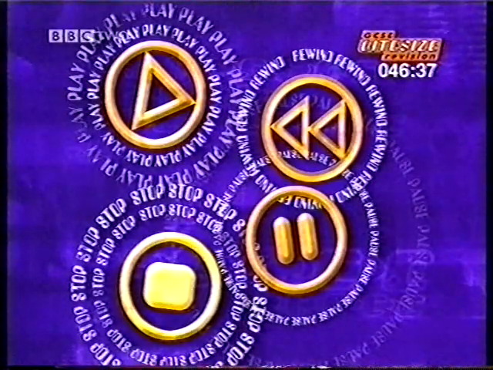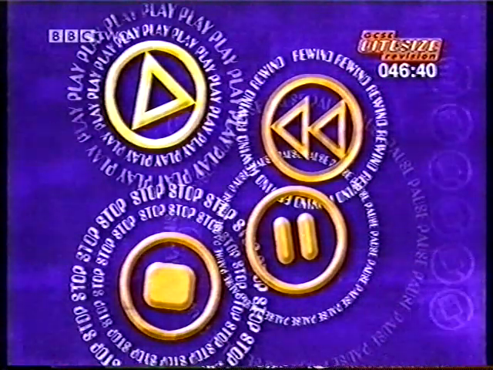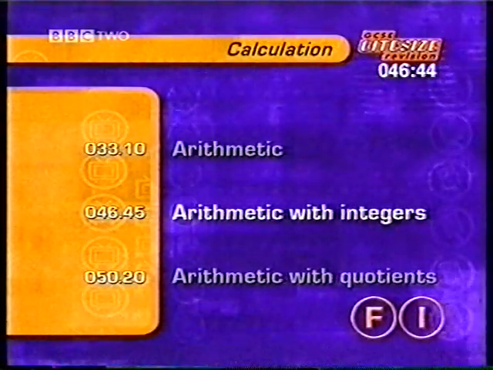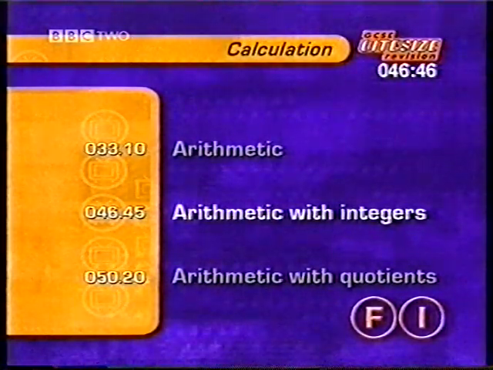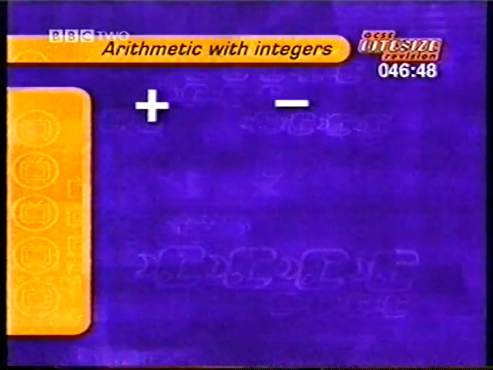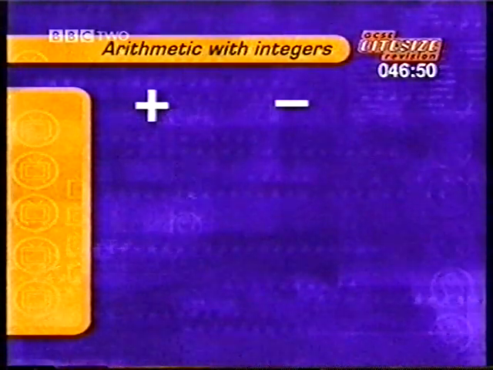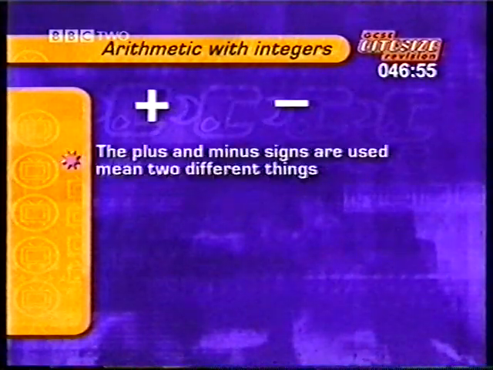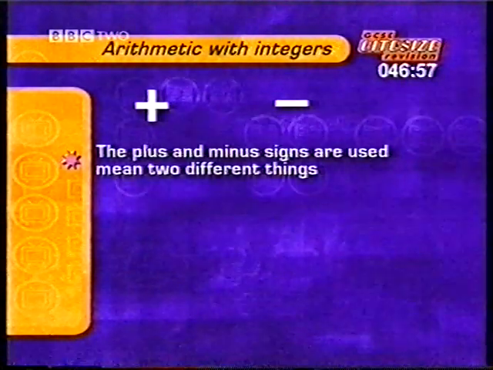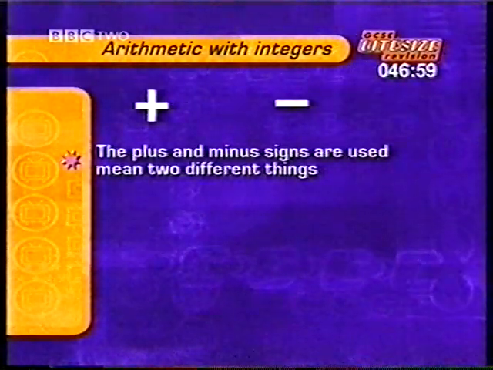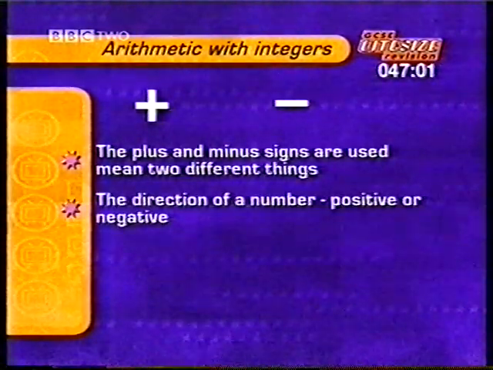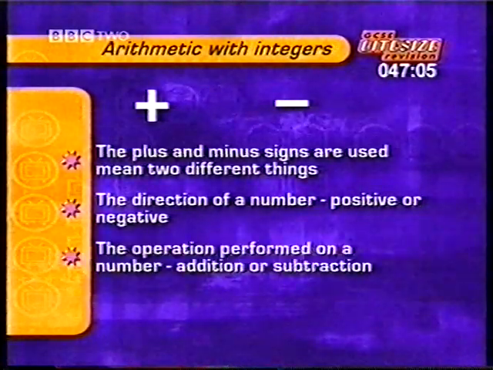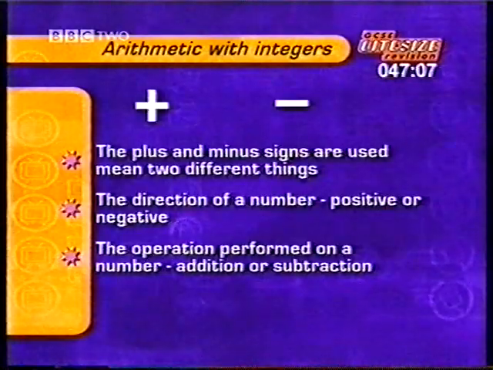That's the end of the section on arithmetic. Next, arithmetic with integers. It's easy to make mistakes with the positive and negative signs for numbers. The problem arises because plus and minus are used to mean two different things. The direction of a number, positive or negative, or the operation performed on a number, addition or subtraction.